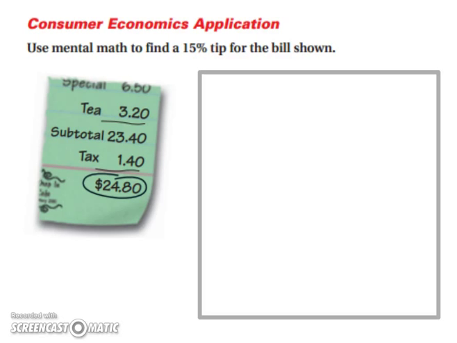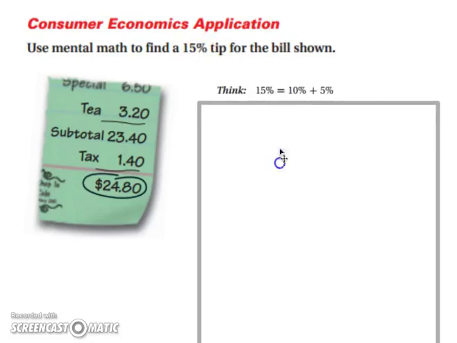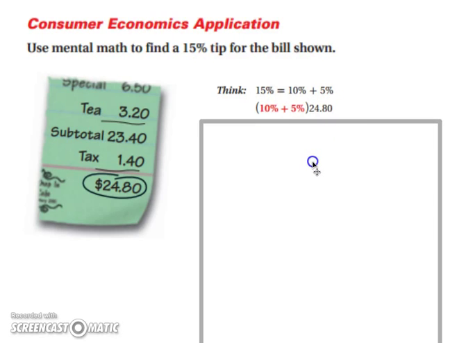Well, how can we use this for tips? Use mental math to find a 15% tip for the bill shown. You can break up 15%, so let's start with that. 15% is like 10% and 5% added together. It's really easy to calculate 10%, so you can use that piece to help you with the 5%. So we want 10% plus 5% of $24.80.